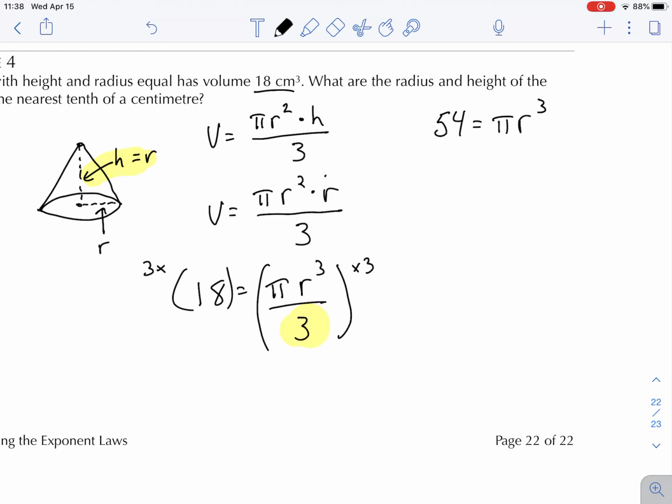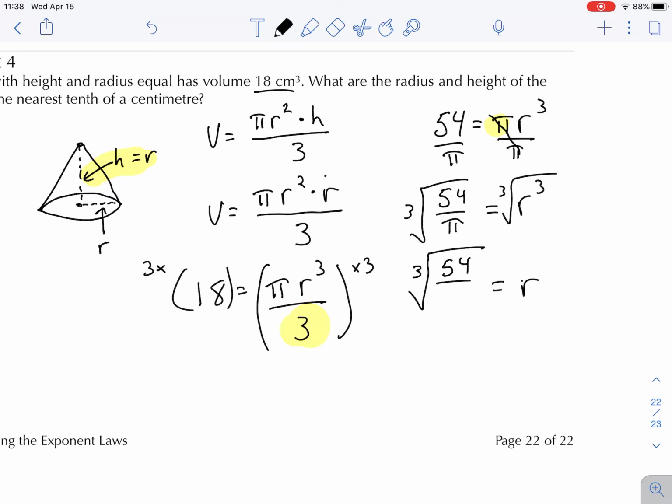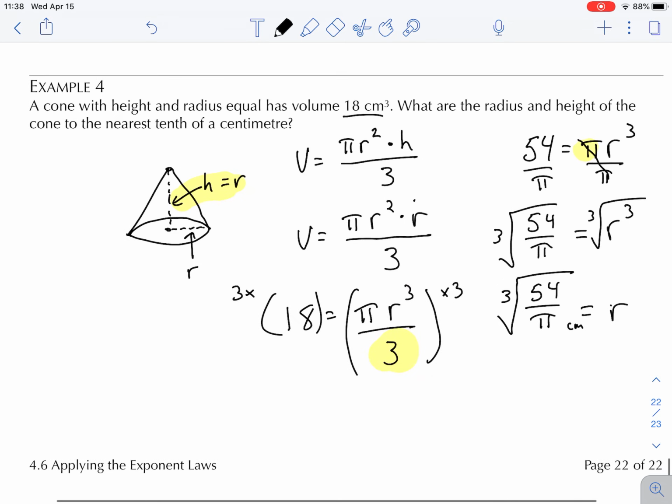Pi r cubed. Now, I have to eliminate this pi to get my radius by itself. So I'm going to divide this side by pi and divide this side by pi. These will cancel out. And my radius cubed is equal to 54 divided by pi. Keeping this as an exact value right now. Now lastly, to cancel out my cube root, I'm going to cube root both sides. r is equal to the cube root of 54 over pi. And that'll be centimeters. That is our exact value.